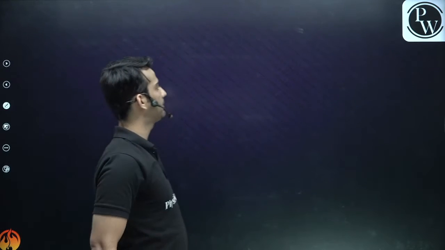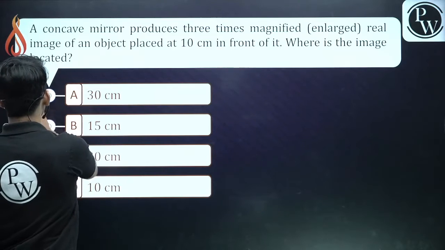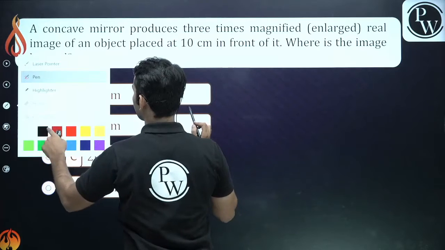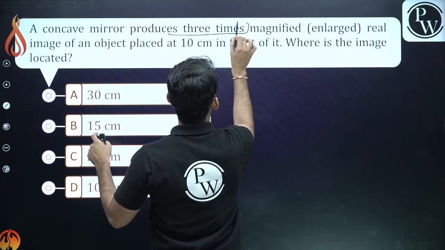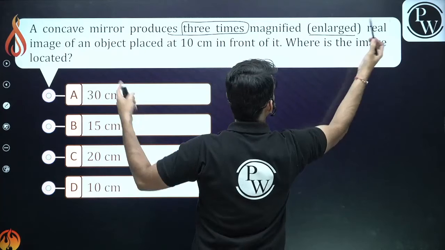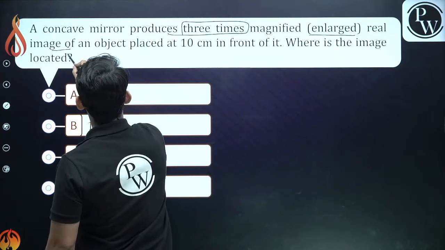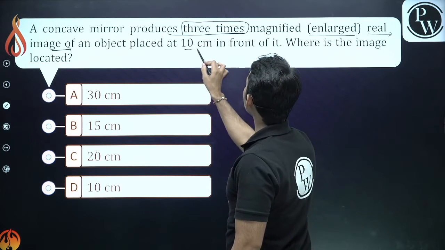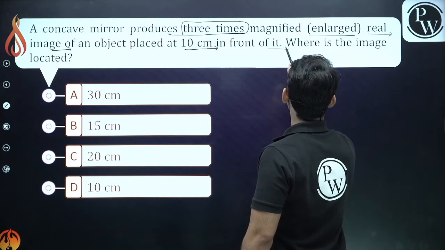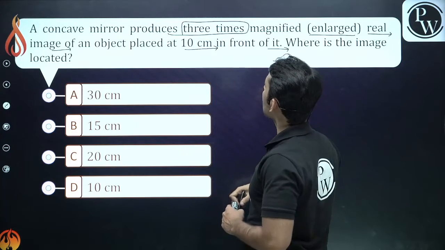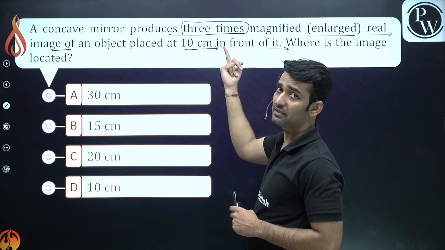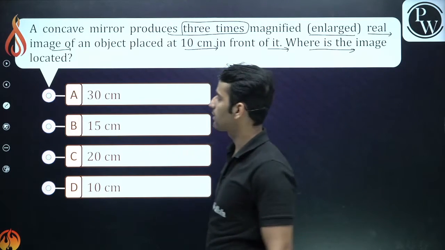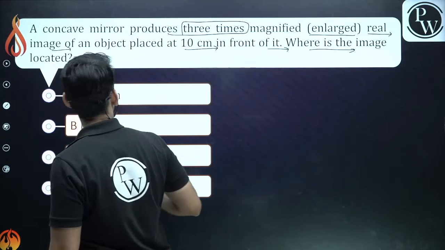Let's do one numerical. Try this question. A concave mirror produces a 3 times magnified, enlarged, obviously real image of an object placed at 10 centimeter in front of it. The object is placed at 10 centimeter and the image is produced 3 times enlarged and it is real. You have to find the image distance. Pause and try it. I am about to tell you the solution.